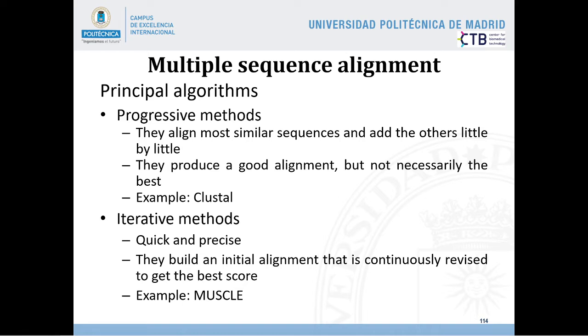And then another type of methods are the iterative methods that are quicker and more precise, and they build an initial alignment that is continually revised to get the best score. It is a little bit more advanced than the progressive methods. And one example of an algorithm that is used for this is MAFFT.